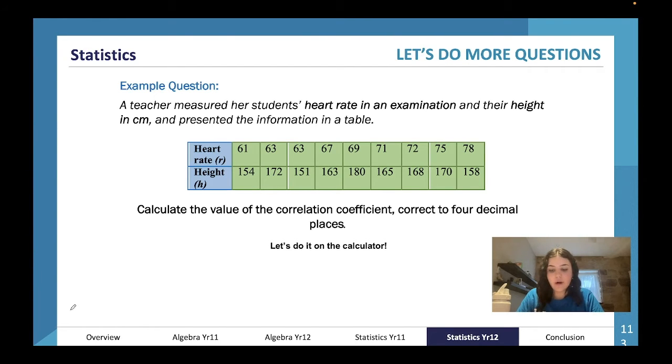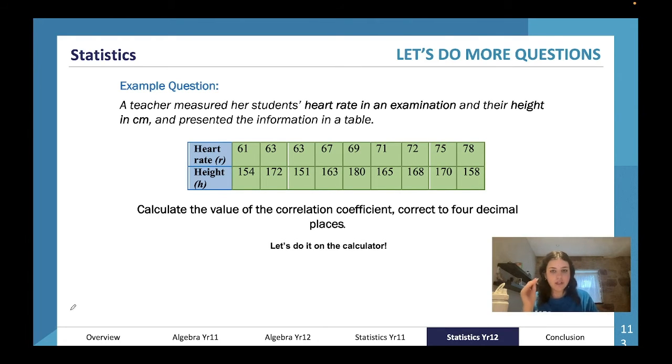Okay, 61. You're going to hit 61 equals, 63 equals, 63 equals, 67 equals, 69 equals, 71 equals, 72 equals, 75 equals, 78 equals. So now we have 9 pieces of information sitting in our little X column. We're going to move our little cursor over to the Y column, pop it to the top. Now we're going to write down our height.